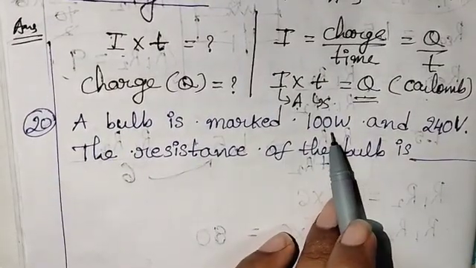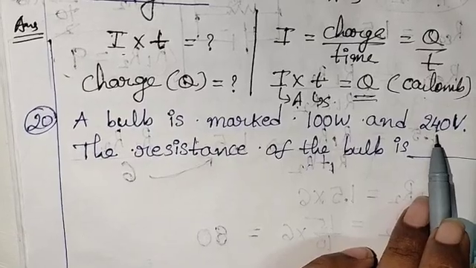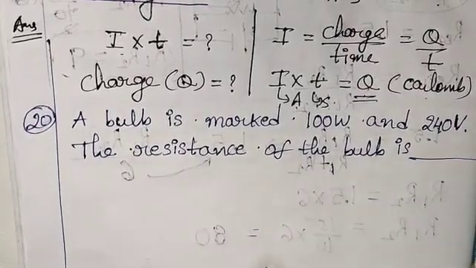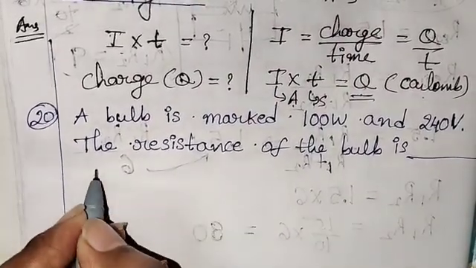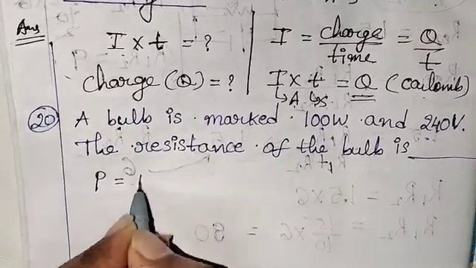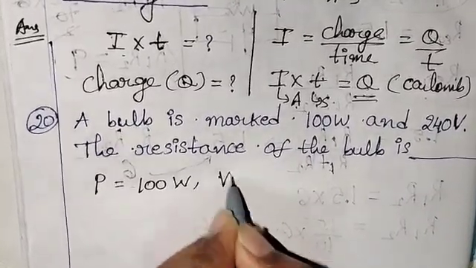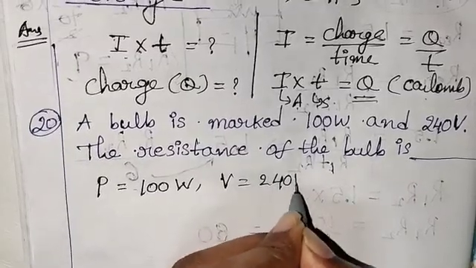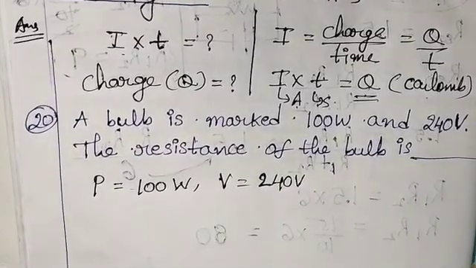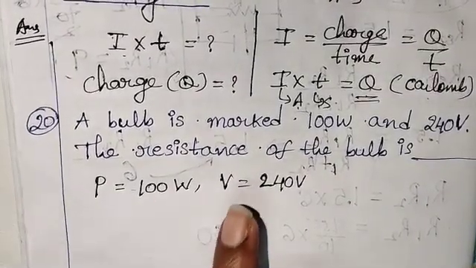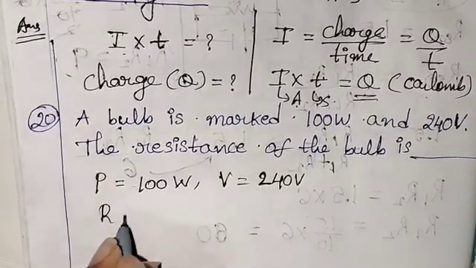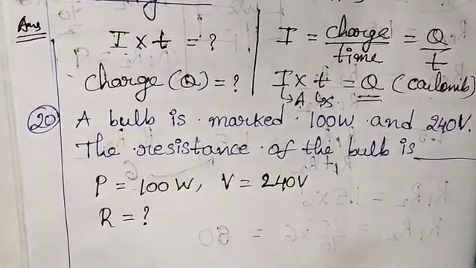A bulb is marked 100 watt and 240 volts. The resistance of the bulb is? See here, power rating of the bulb P is equal to 100 watts and voltage V is equal to 240 volts. So power is given, voltage is given, we have to find resistance. R is equal to question mark.